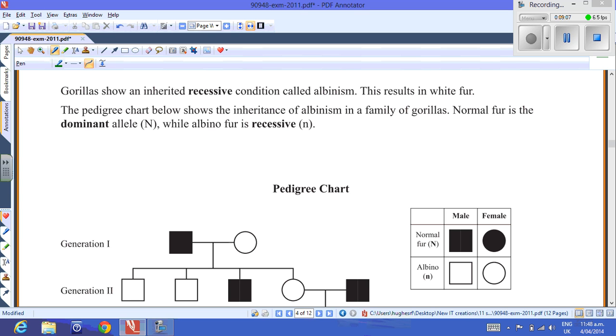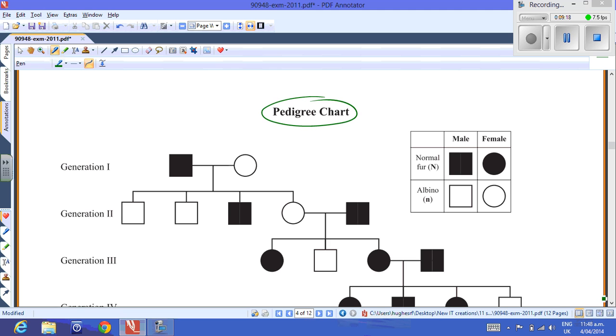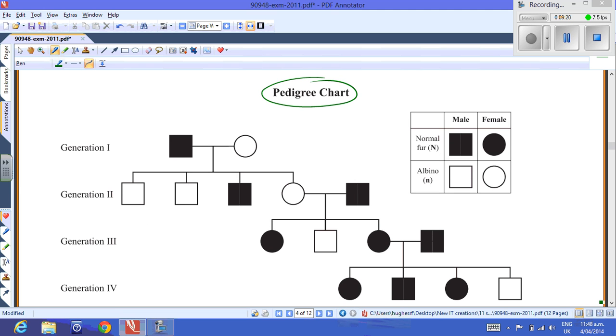Now, this is all about pedigree charts, which I'm going to teach next week in class. Pedigree charts are a great way of tracing the inheritance of particular traits throughout more than 1 generation. You can see here the 1st, 2nd, 3rd, and 4th generation, so this pedigree chart shows 4 different generations. The key is that a box always represents a male and a circle always represents a female.